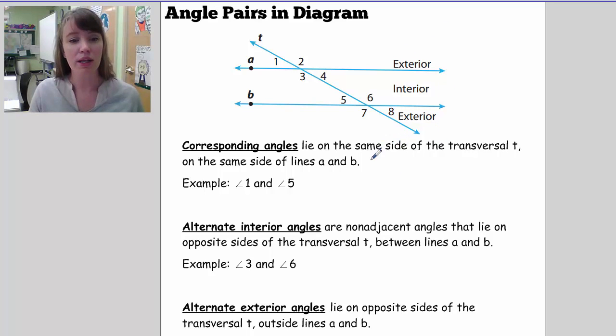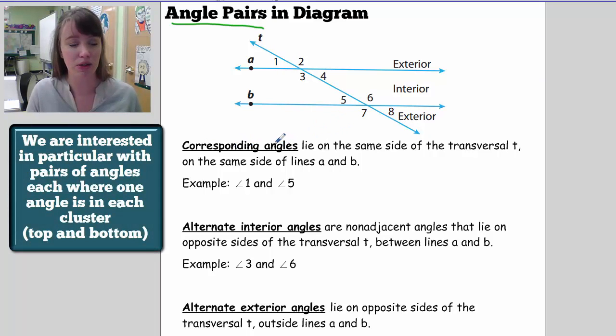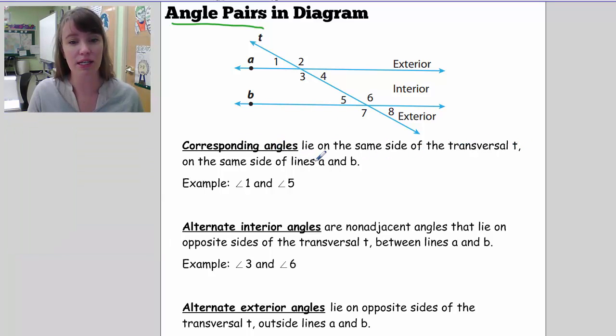So in this diagram, we are going to talk about pairs of angles. So not just single angles, but 2 angles taken together. The first pair that we see is called corresponding angles. These angles lie on the same side of the transversal and on the same side of lines A and B. All right, this can be a little bit confusing.